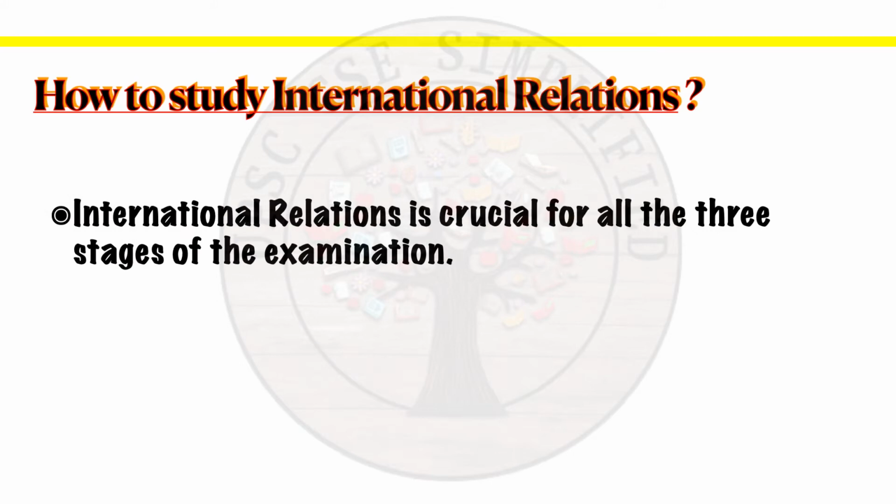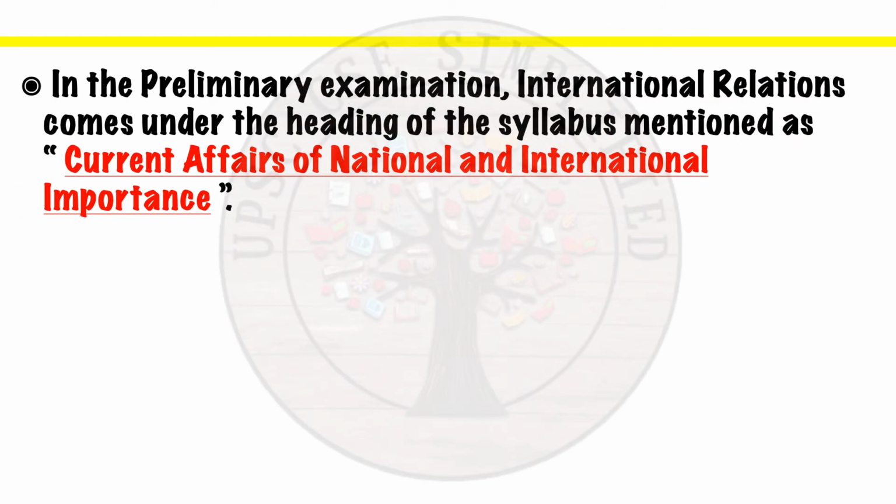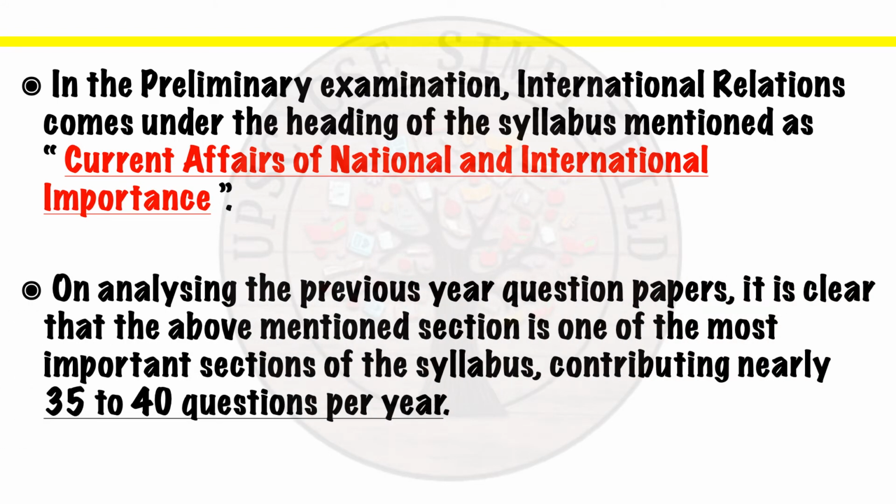International relations is crucial for all the three stages of the examination. It is directly mentioned in the syllabus of the preliminary examination and the mains examination. In the preliminary examination, international relations comes under the heading of the syllabus mentioned as current affairs of national and international importance. On analyzing the previous year question papers, it is clear that the above mentioned section, that is current affairs of national and international importance, is one of the most important sections of the syllabus, contributing nearly 35 to 40 questions per year.